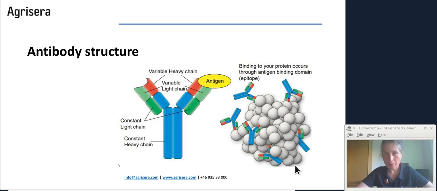antibody molecule. Just to remind you, it is a Y-shaped protein which consists of heavy and light chains, and this is what you often see when you purchase secondary antibodies, which are made to heavy and light chains. The most interesting and important part for an antibody recognizing an antigen is the so-called antigen binding domain.